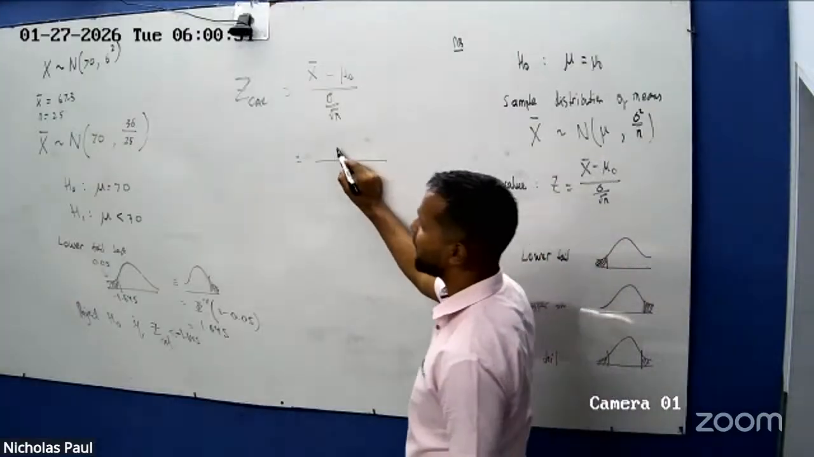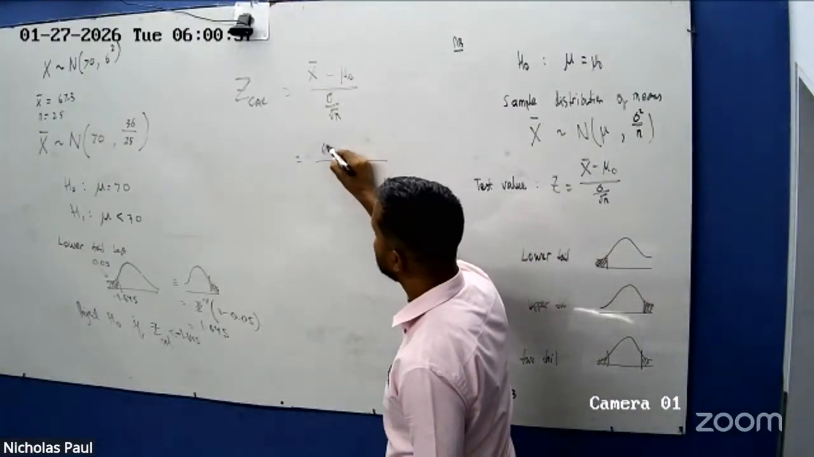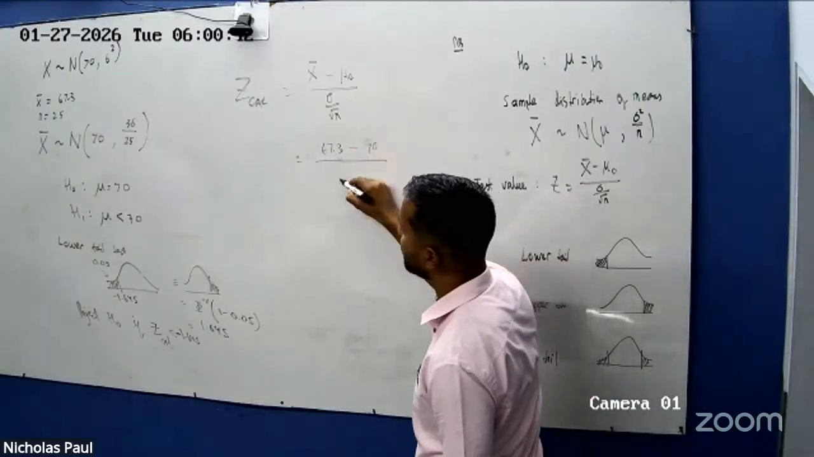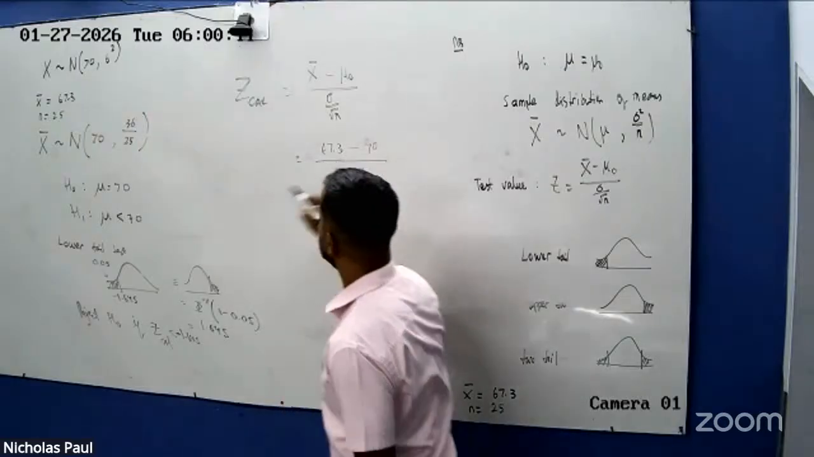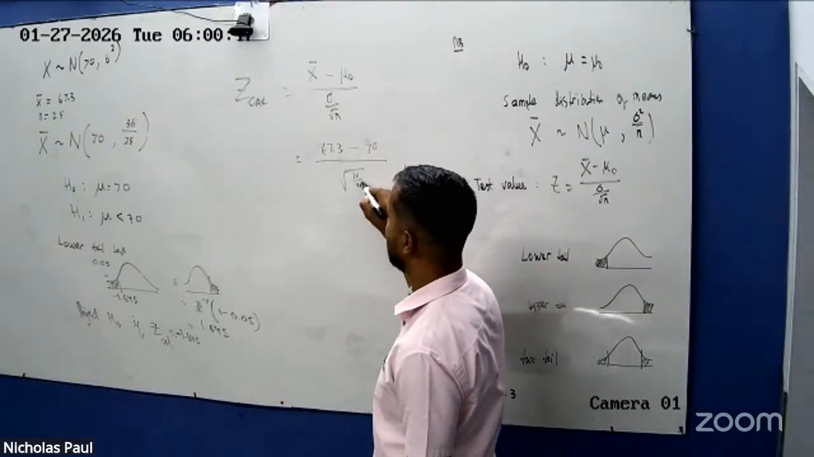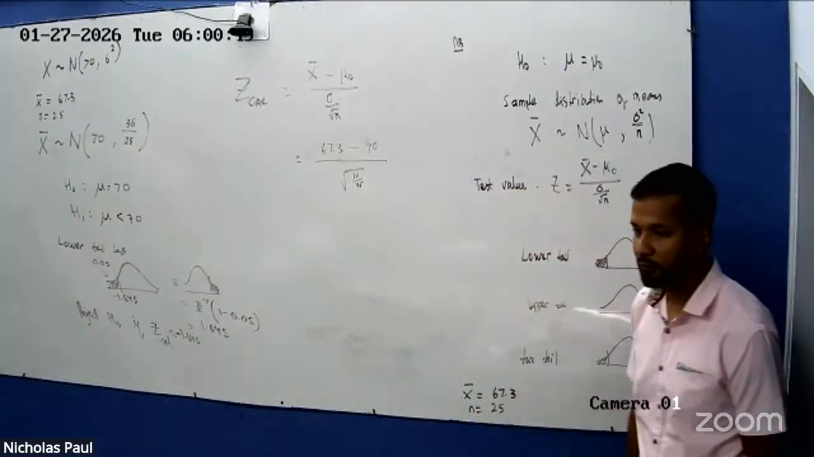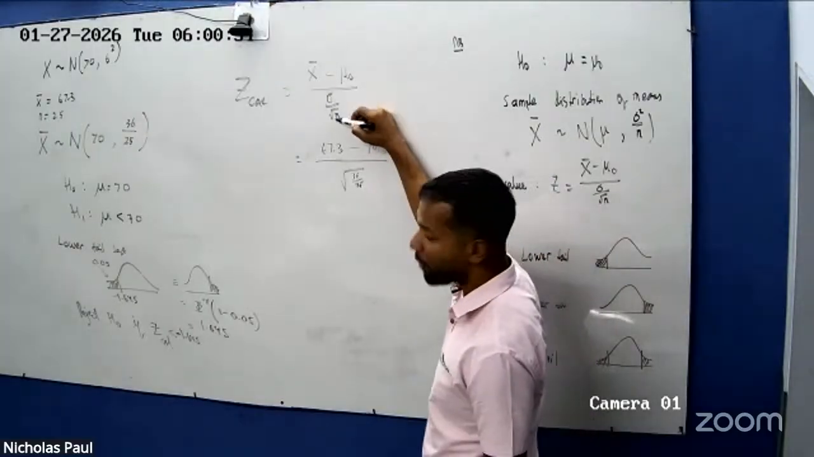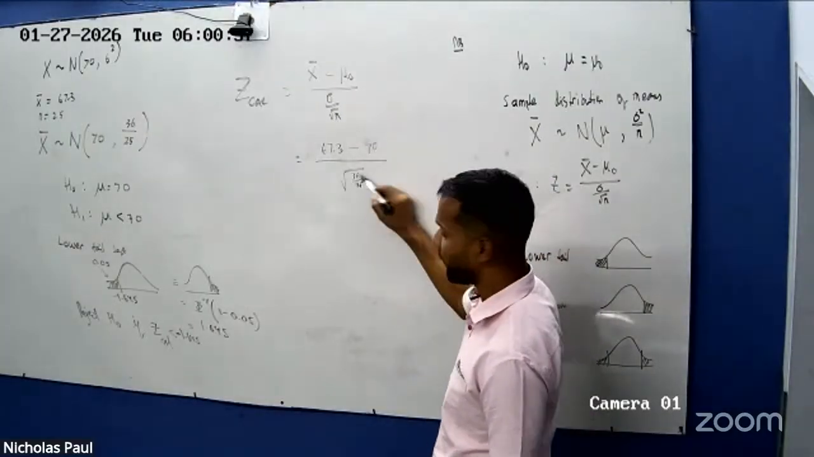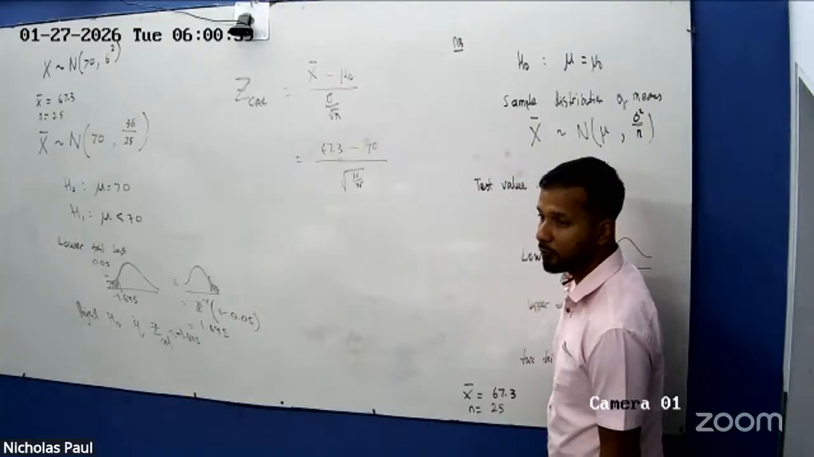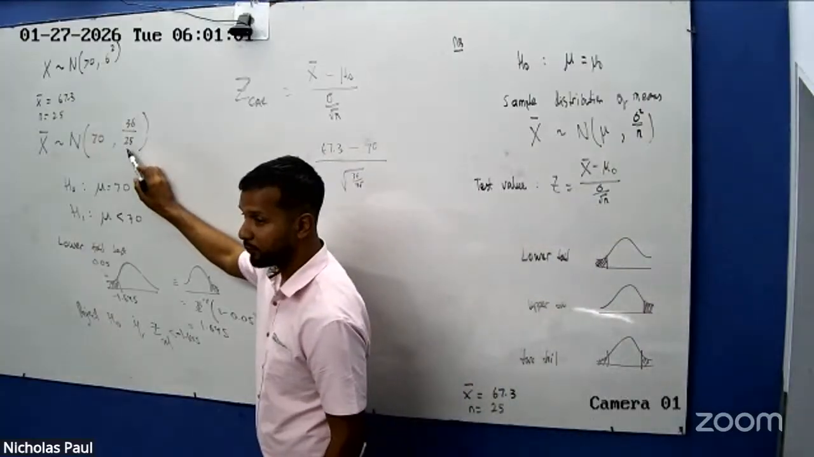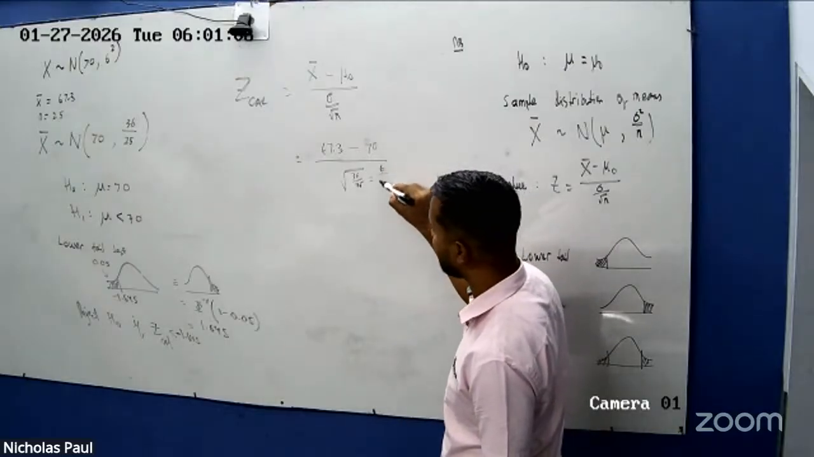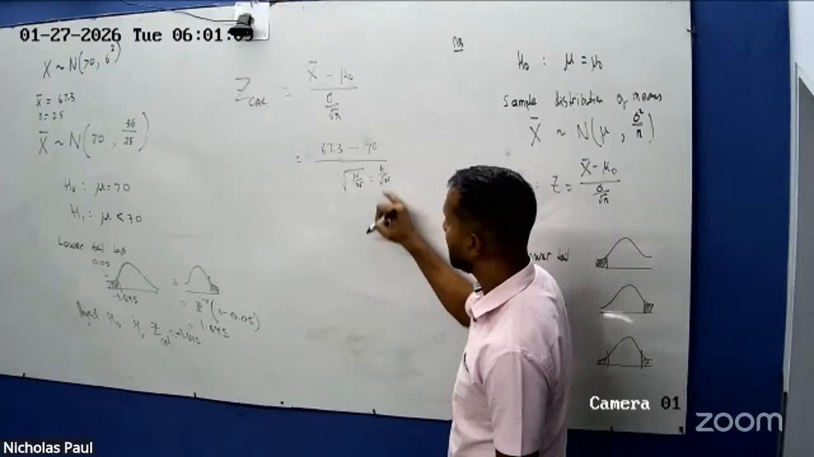X bar is 67.3, mu naught is 70, and sigma on root 10 is the square root of 36 on 25, right? If you write sigma on root 10, it is 6 on root 25. Same thing, right? The square root of 36 on 25 is the same as 6 on root 25.